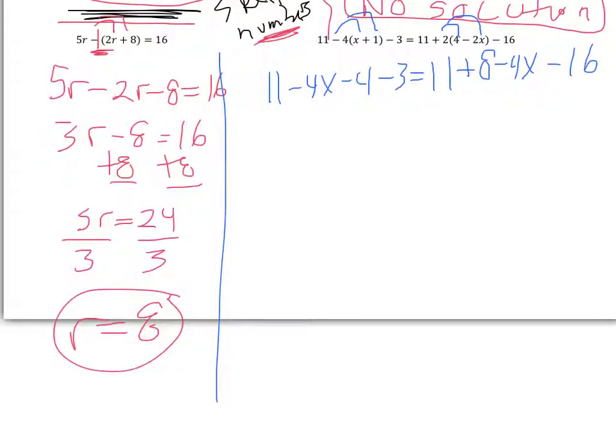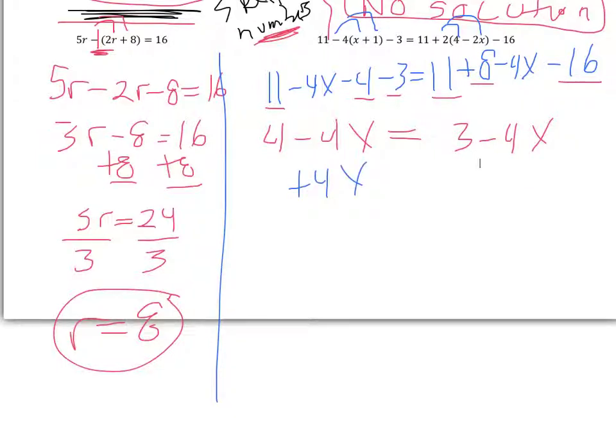Now we want to combine like terms here. And notice we have 11 minus 4 minus 3, that is a negative 7. So 11 minus 7 is going to give us 4 minus 4x. On this side, we have 11 plus 8, which is 19, minus 16 is 3, so I have 3 minus 4x. Now we need to get our variables on one side, so I'm going to go ahead and add 4x to both sides.